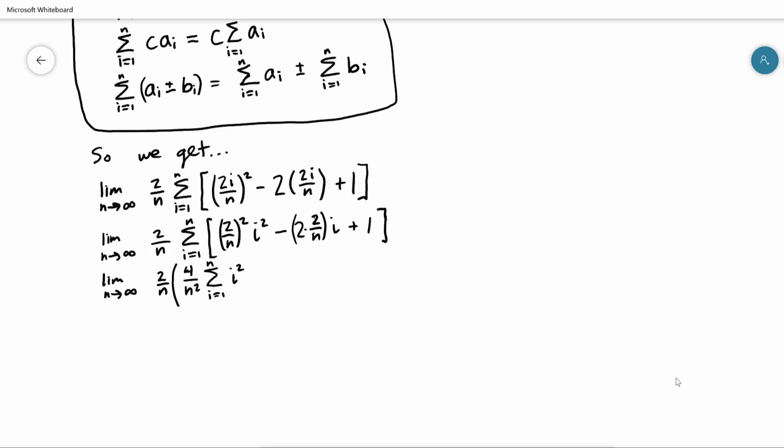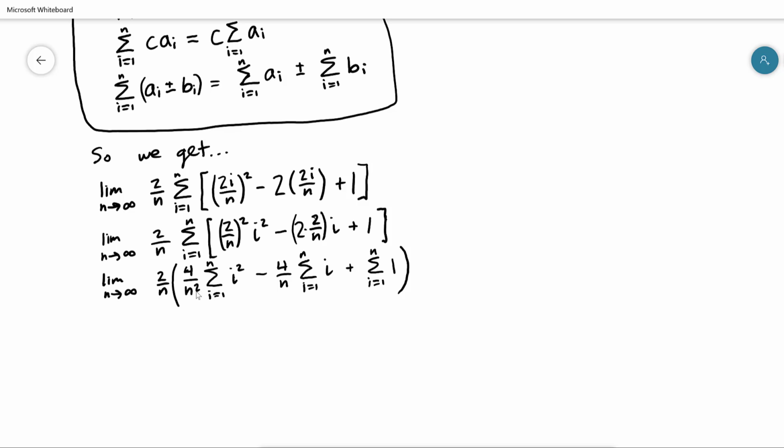And for the second one, I'm going to have minus 4 over n times the sum from i equals 1 to n of just i. And for the last one, I have the sum from i equals 1 to n of just the number 1.